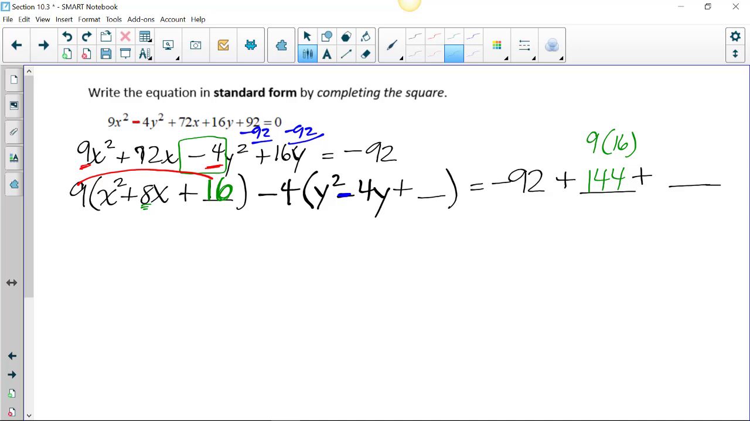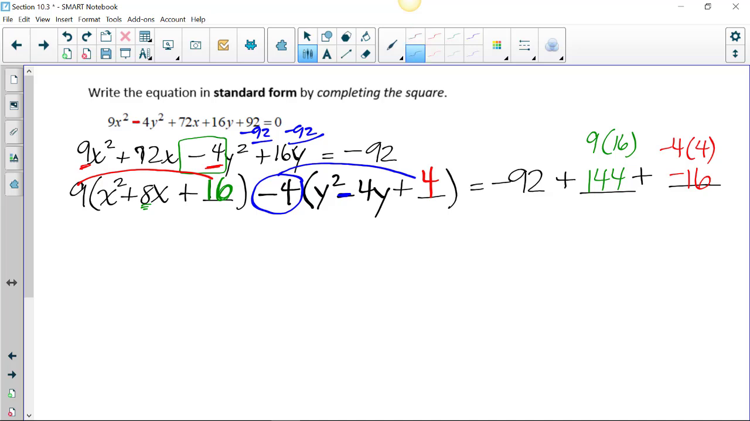2 squared is 4. Okay, so I'm going to add 4 here. But did I really add 4? No. I added whatever I factored out times 4. Here's your second tricky part. You factored out a negative 4, so you have to multiply by a negative 4. So you're going to add the product of negative 4 and 4, which is negative 16. So technically you're subtracting 16. You could go ahead and write that. All right, so those are the two tricky spots, with that negative.